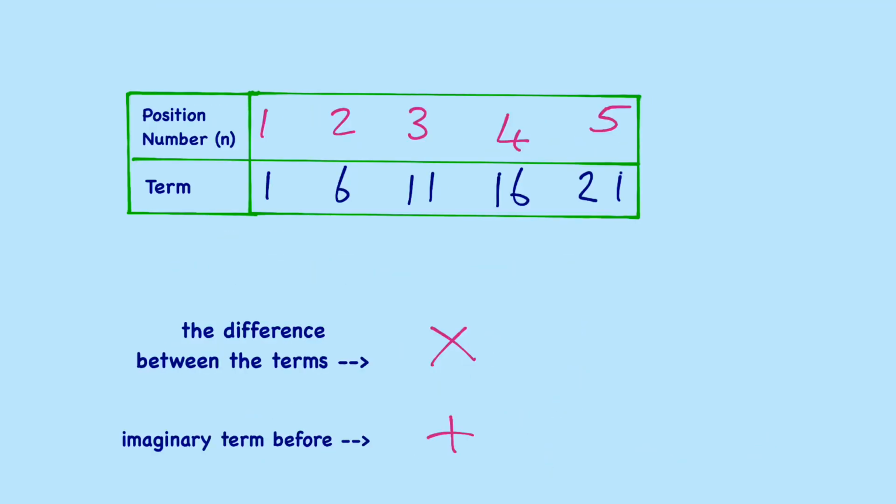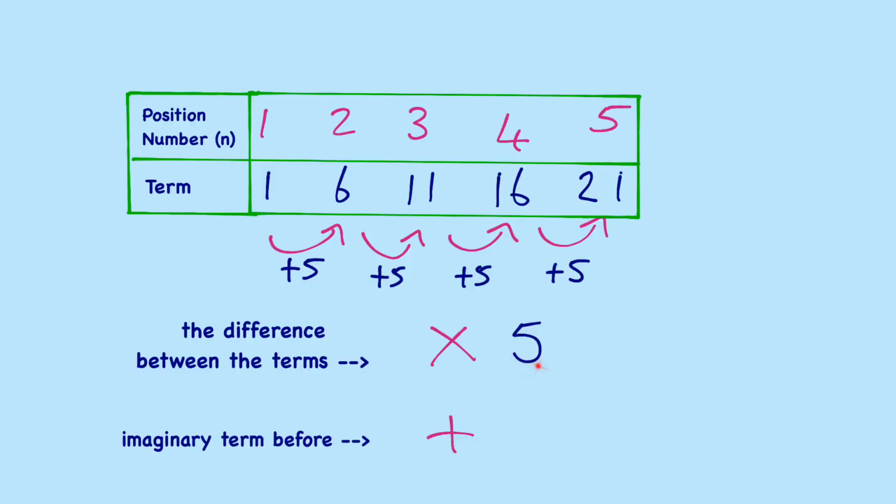So let's look at this last example. So first things first is we have to look at the difference between the terms so we can multiply that number. So the difference you can see is plus 5. So we'll put that here because we're multiplying my n by 5. Then the next step is I have to find my imaginary term before. So the difference is 5. So if I go back 5, the imaginary term would be minus 4.